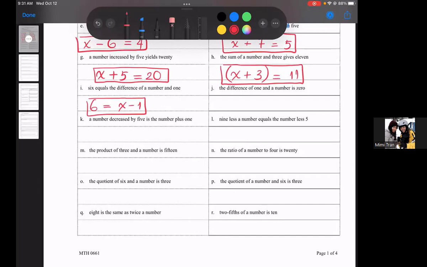The difference of 1 and a number is 0. Difference means subtract something. So here, x minus 1 or 1 minus x? 1 minus x. 1 minus x is not the same thing as x minus 1, but 1 plus x is the same thing as x plus 1.